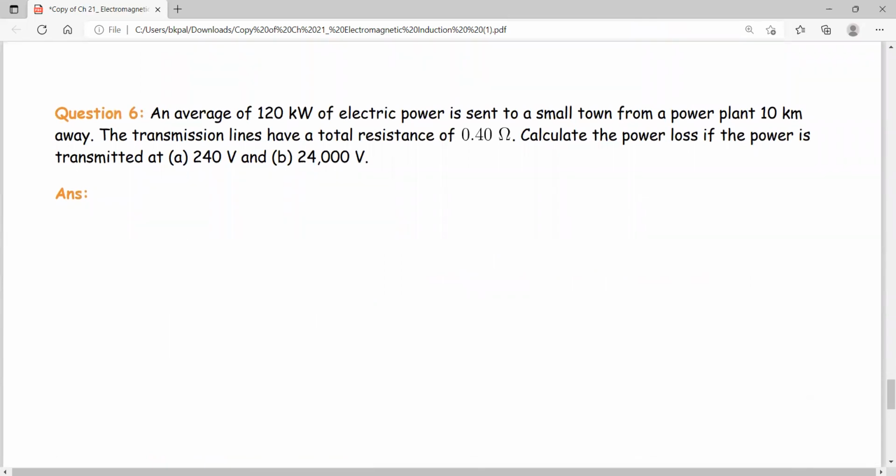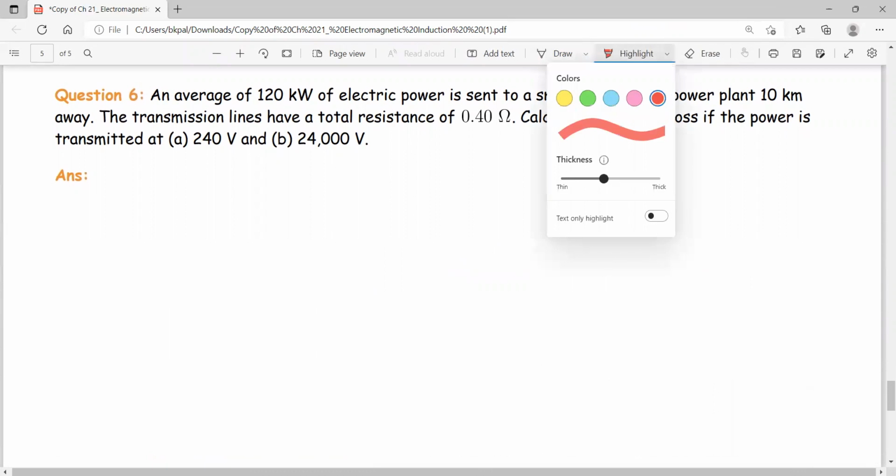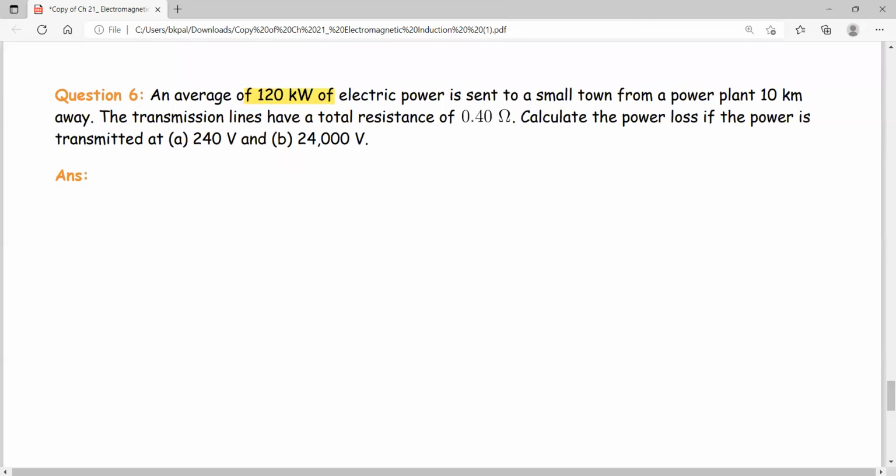Okay, so the next one again looks like a transformer problem. Let's see. We have this kilowatt of electric power sent to a small town from a power plant 10 kilometers away. The transmission line has a total resistance. So R is given, and the initial power is given. Calculate the power loss if the power is transmitted at these two voltages.